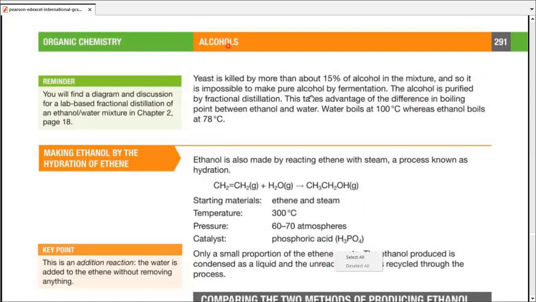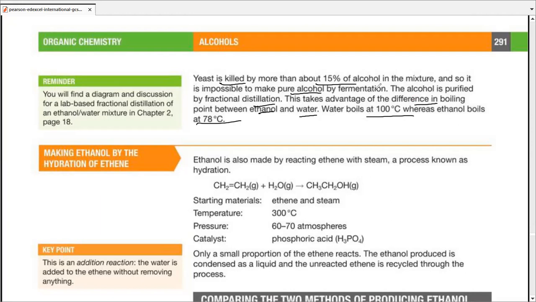Now, as soon as we proceed with this reaction, there is a big problem. Yeast is killed by about 15% of alcohol in the mixture. So it's impossible to proceed with further reaction and produce pure alcohol. So what we do, as soon as 15% of the reaction is complete, we stop the reaction. The reaction actually stops itself. So the alcohol is purified by fractional distillation. This takes advantage of the difference in boiling points of ethanol and water. Water boils at 100, ethanol boils at 78. So we can easily distill ethanol out of the system first, right?